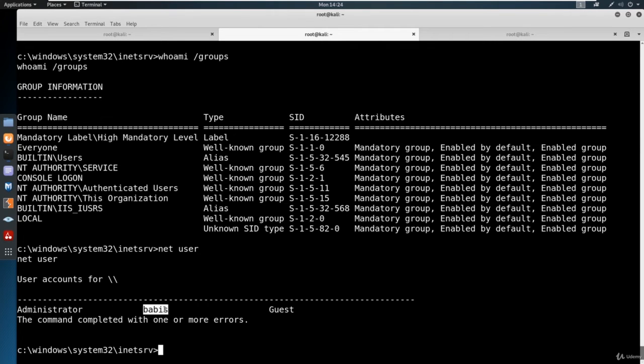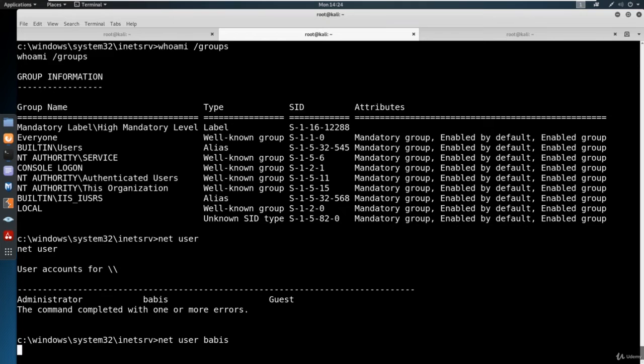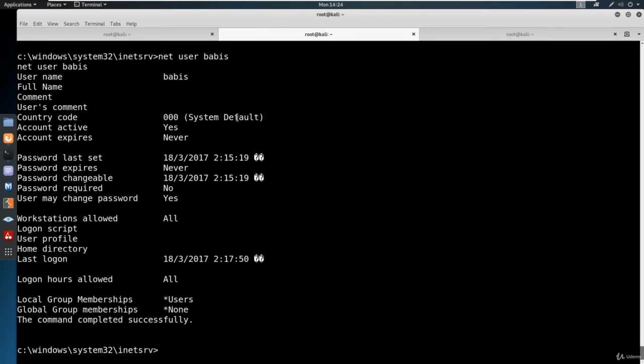So maybe we can move laterally into a user account and then escalate into administrator, or maybe we can just escalate directly into an administrator account. We don't know quite yet, but it's good to know what's out there and how we could take advantage of it possibly. We could also look at specific users, like we want to say net user Babis, and we can see information about Babis. We can see when their password was last set, when it expires. All of this is just extra information, right? And you can see what group memberships they have.